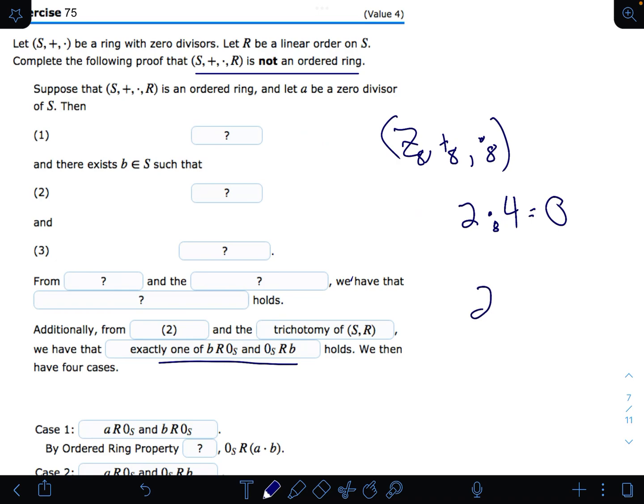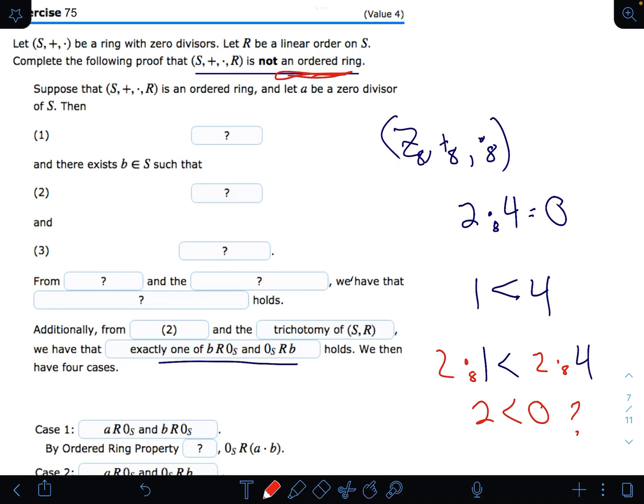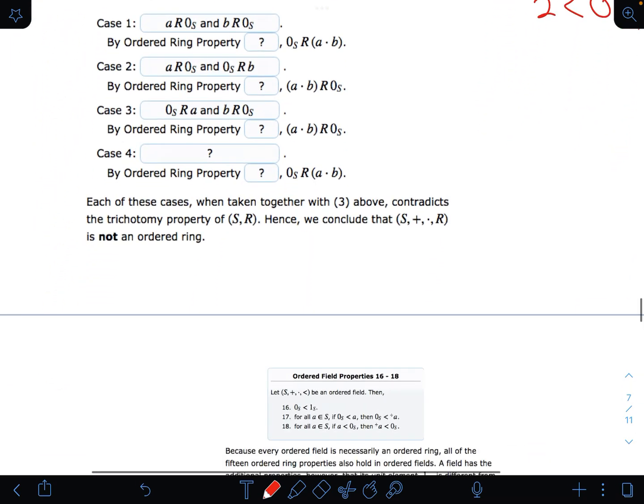So, for instance, well, let's not use 2. Let's say this. How about 1? Yeah, let's do 1 is less than 4, right? Of course it is. Don't be silly, right? Okay, fine. If I multiply both sides of this by 2, look what I get. I've got 2 is less than 0. See the problem? That's going to be a nice little demonstration of why if you have 0 divisors on the ring, you don't have an ordered ring, okay? Now complete a proof of that in exercise 75, please.